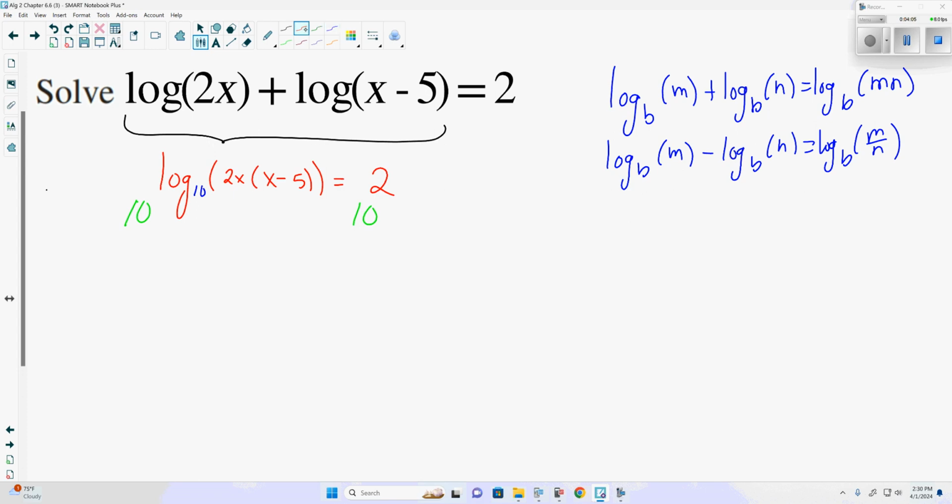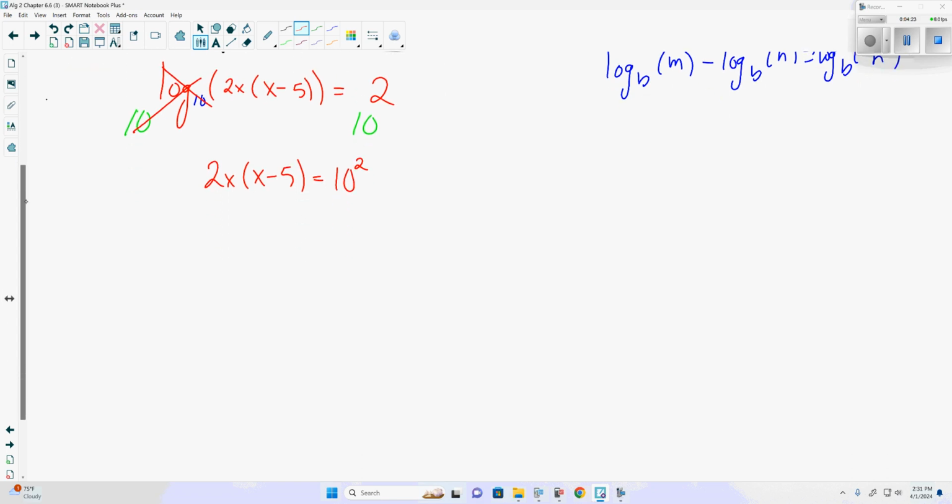This is helpful for us because 10 to the log base 10 is going to cancel out, leaving us with 2x times x minus 5 is equal to 10 to the second power, because we put both sides to the base of 10. On the left-hand side, 10 and log base 10 cancel, leaving us with 2x times x minus 5, and the other side is 10 to the second power. Now 10 squared is a nice number. 10 squared is what? 100.